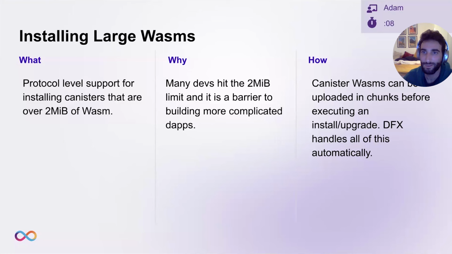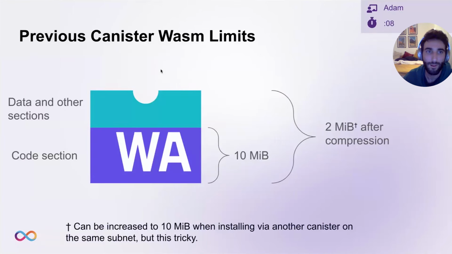Next slide. So these were our previous limits. On the left, we have an example of some canister WASM, and it contains a code section as well as read-only data and other sections like that. And we had a 2 megabyte limit after compression on the whole thing. So it could be bigger than 2 megabytes, but it has to be under 2 megabytes when you compress it. And we also have a limit on just the code section of 10 megabytes. After it's uncompressed, the code section can't be more than 10 megabytes. And this is what we previously had. Next slide.